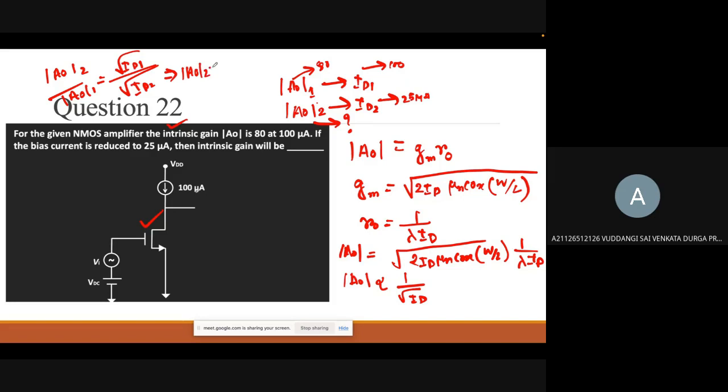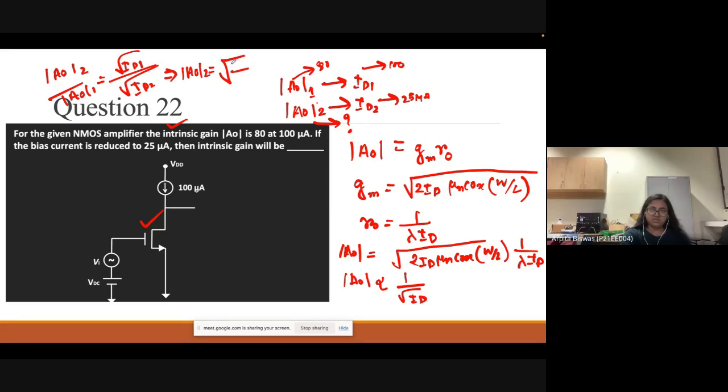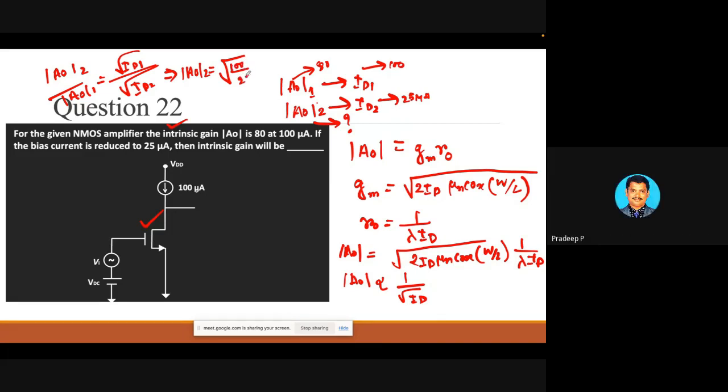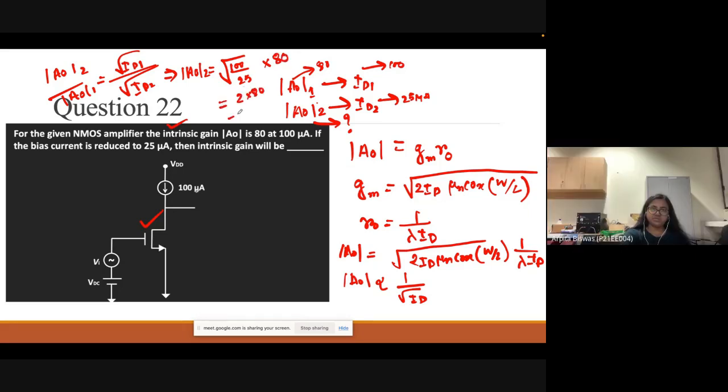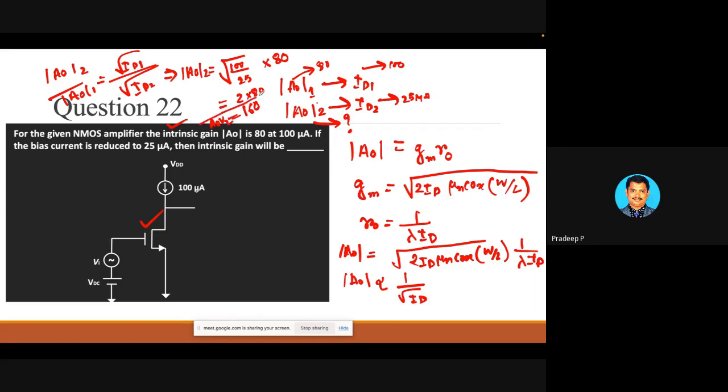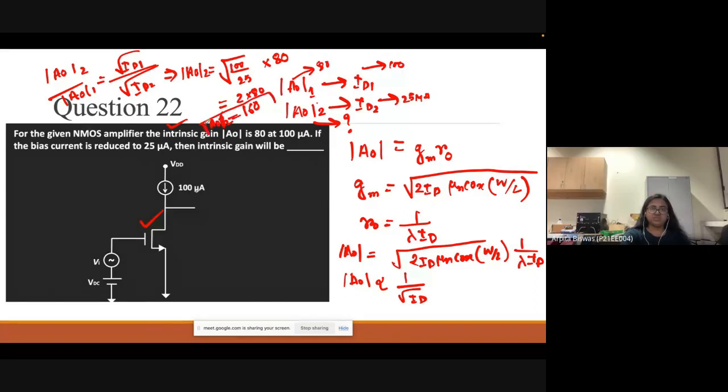Now tell me what is the value of A02. Root of 100 by 25, which is 2, into 80. So A02 is 160. What is the value of ID1? 100. And ID2 is 25. So 2 into 80 is 160. So the right answer is 160, and this is the magnitude value we are taking.